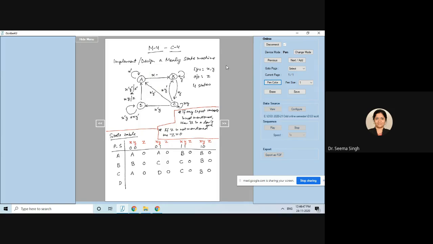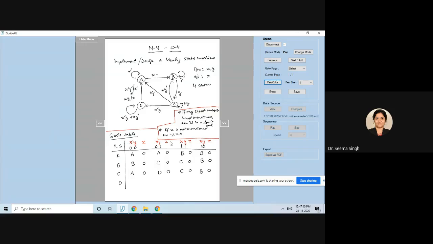I hope you people will be able to do it for D now. D is also not that simple. D is also complicated. We have to see two conditions. D remains at D for x dash y and x y dash. x dash y means what? 0 and 1, right? x dash y is 0, 1.